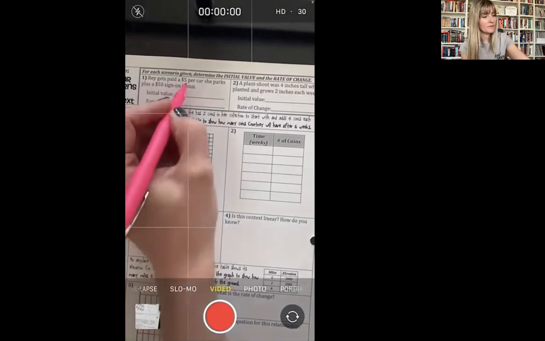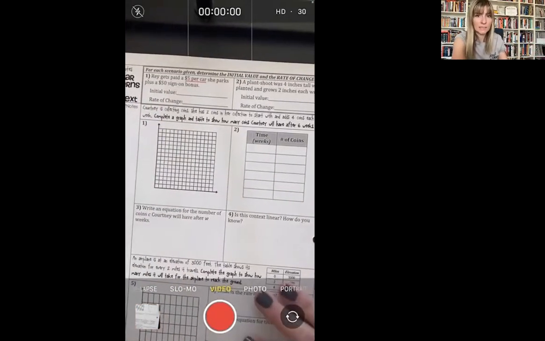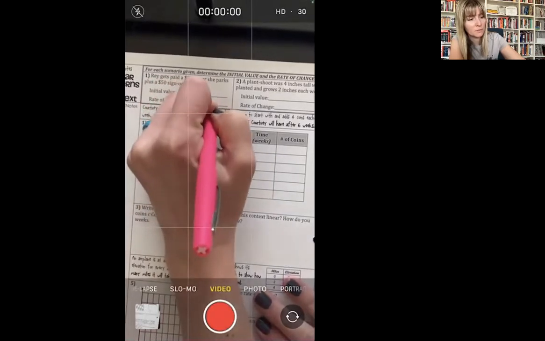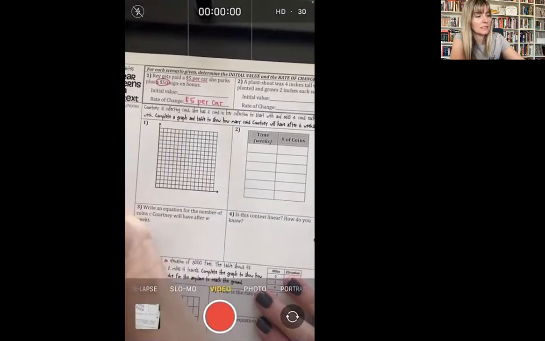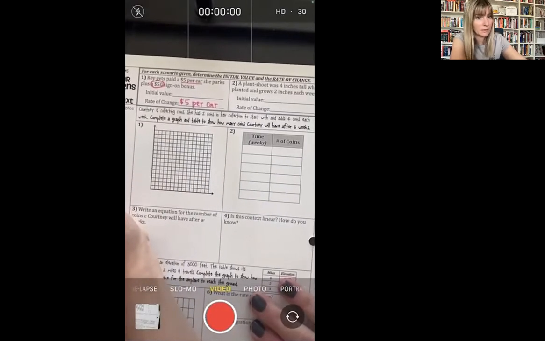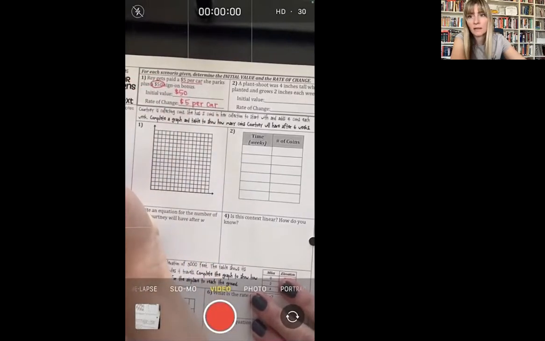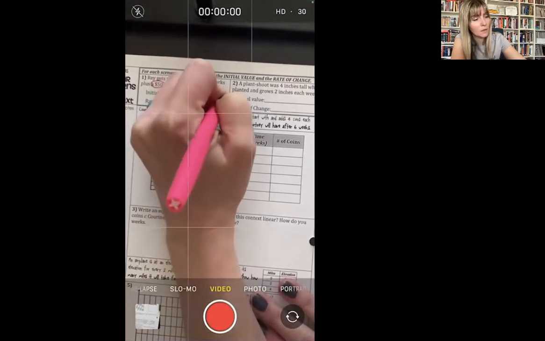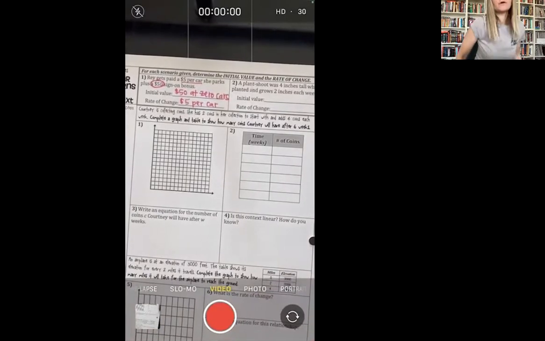So Ray gets paid $5 per car she parks plus a $50 sign-on bonus. Well, that $5 per car sounds like the exact language we use for rate of change. So I'm going to write that on that line, $5 per car. The initial value is this starting point, a $50 sign-on bonus. Remember the language behind that. That means it is $50 at 0 cars.